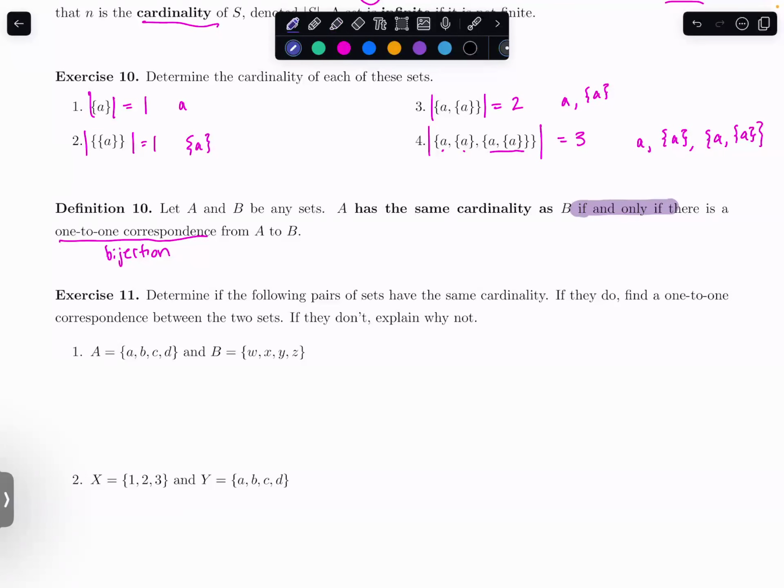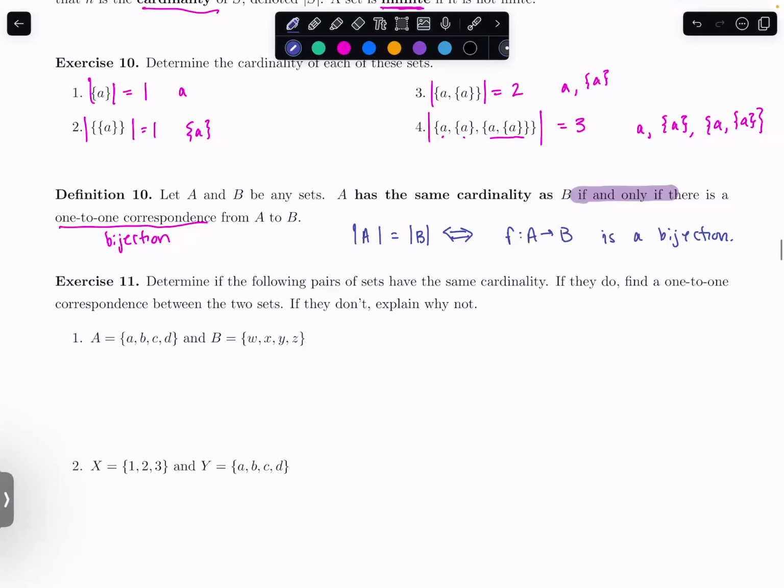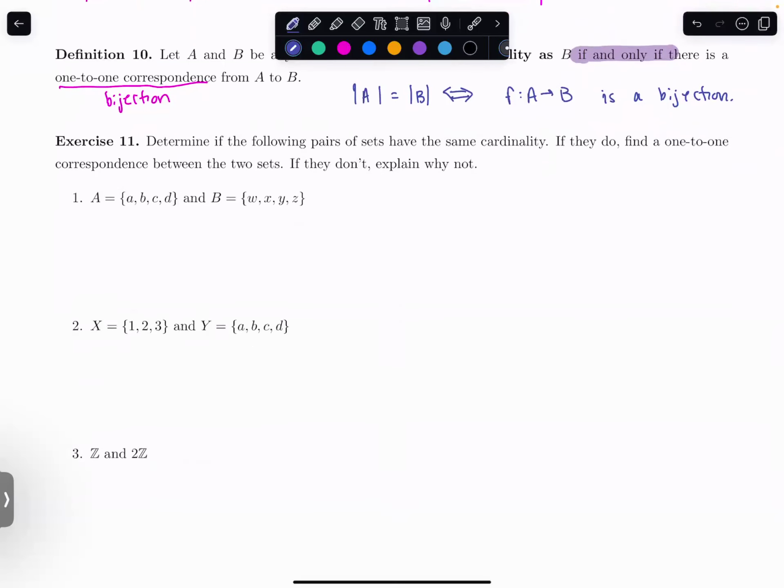And symbolically, this looks like this. The cardinality of A equals the cardinality of B if and only if F from A to B is a bijection, or a 1-to-1 correspondence. Okay, so we're going to decide if these pairs of sets have the same cardinality, and if they do, we're going to find a bijection between them. And if they don't, we're going to explain why not. So these 2 sets have the same cardinality, right? The cardinality of A is 4, and so is the cardinality of B. So let's come up with a function between them that is both 1-to-1 and onto.